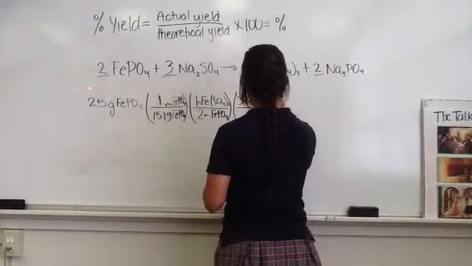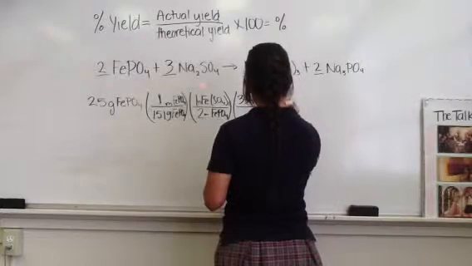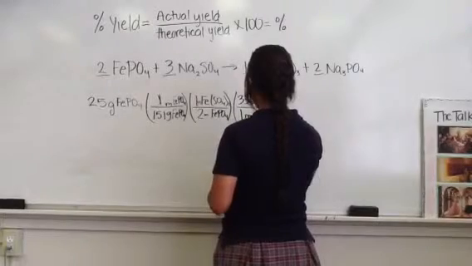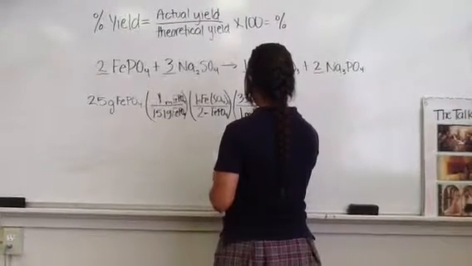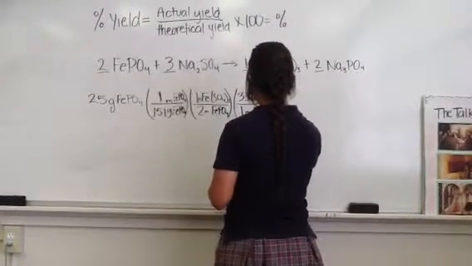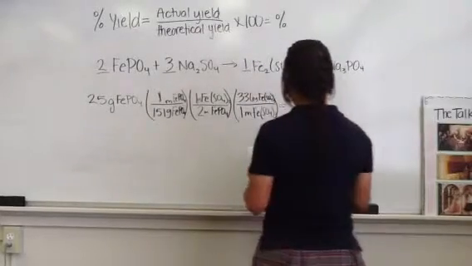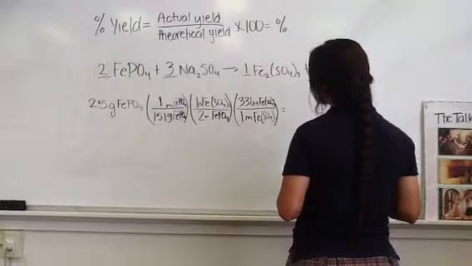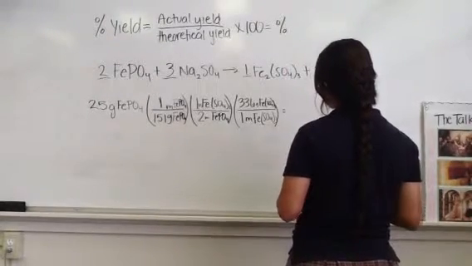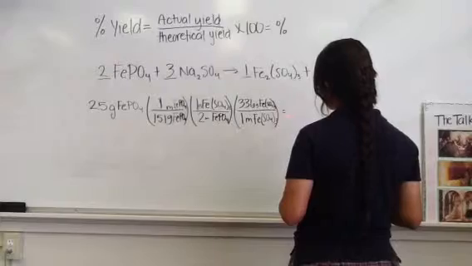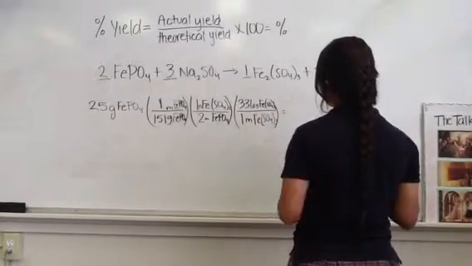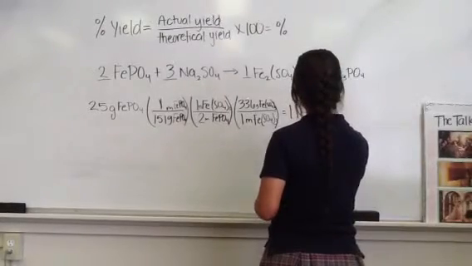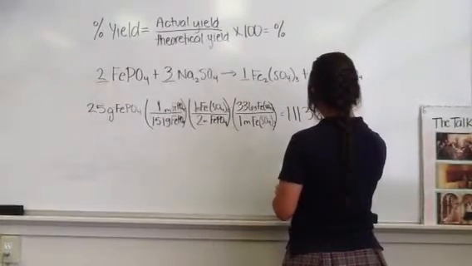Then we end up with 336 grams of iron sulfate, which we got from the molar mass of iron times 2 plus the molar mass of sulfate plus the molar mass of oxygen times 4 and multiply the whole equation times 3, which we got from our theoretical, and it is 111.3 grams of iron sulfate.